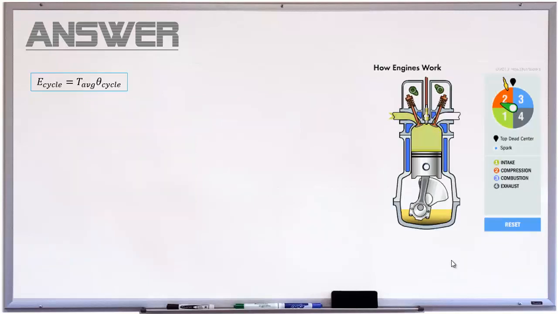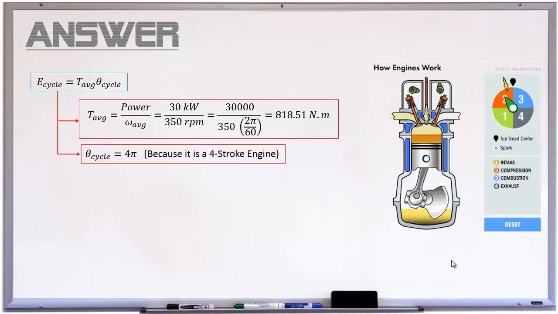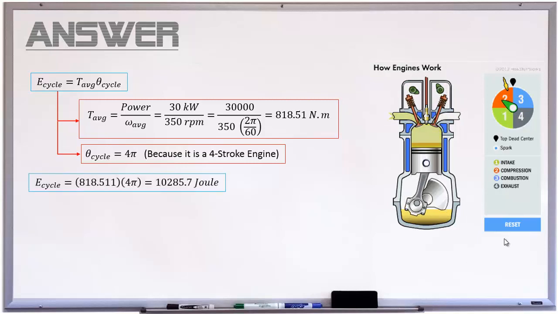So the work done per cycle equals the average torque multiplied by the crank angle per cycle. The average torque is given by the power divided by the average omega, and both of these quantities are given in the problem. Because this is a 4-stroke engine, the crank angle per cycle equals 4 pi. Now we can get the work done per cycle, which equals this value.